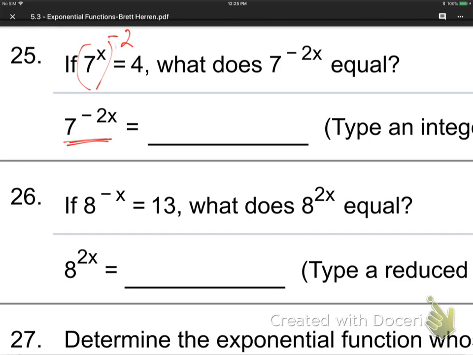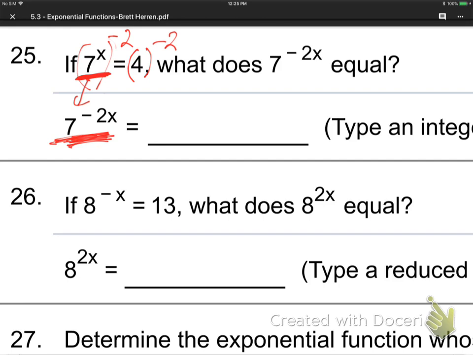You with me so far? I'm just looking, going, well, they're asking me about this, so I've got to make this look like that, because that's what they want from me. It's kind of a weird thing they want, because normally they want x. They're not asking for x. They're asking for this weird 7 to the minus 2x thing. So to make this look like this, I just got a minus 2 power. But if you do that to one side, you have to do it to the other. If two things are equal and you treat them the same, they'll be equal when you're done.